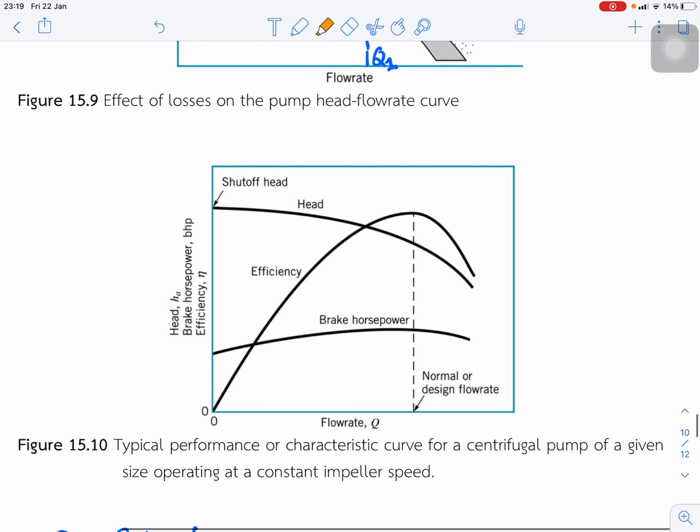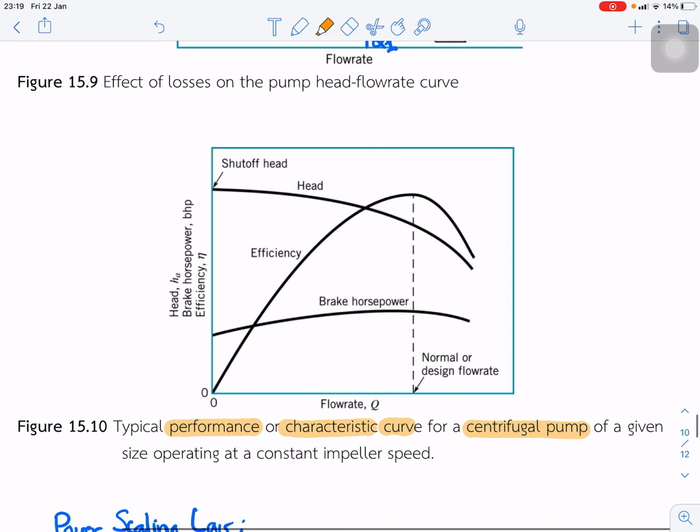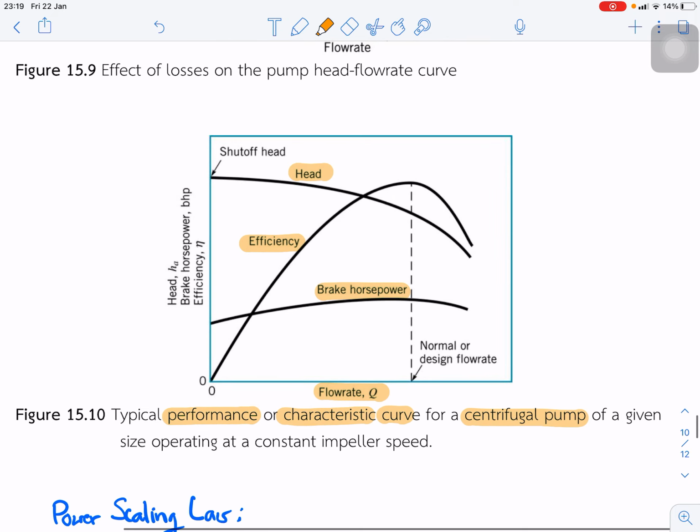This figure shows the typical performance curve, or characteristic curve, for the centrifugal pump. It shows the head as a function of flow rate, along with brake horsepower, or power, and efficiency. We have done this kind of curve in the hydraulic lab, drawing it on the same graph. We already practiced it in the hydraulic lab.